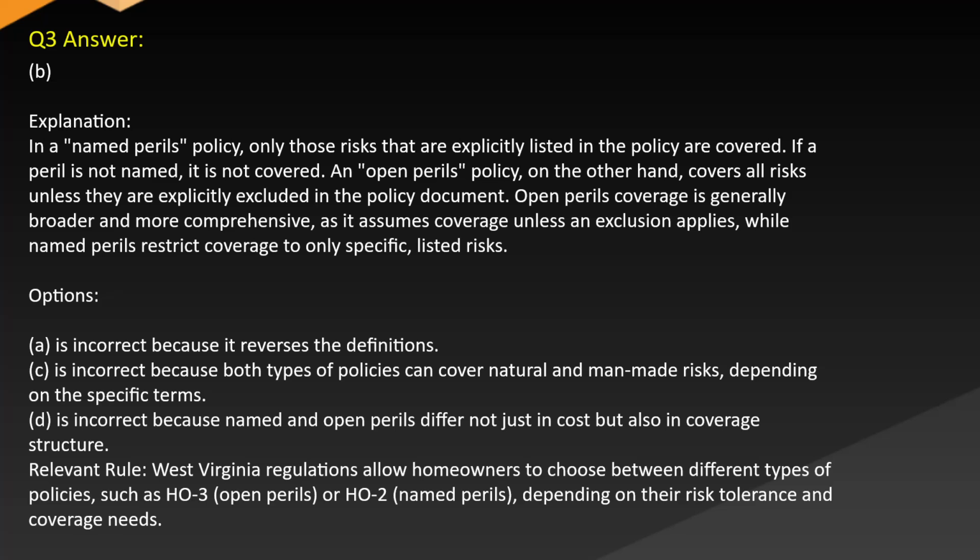Relevant rule. West Virginia regulations allow homeowners to choose between different types of policies such as HO-3, open perils, or HO-2, named perils, depending on their risk tolerance and coverage needs.